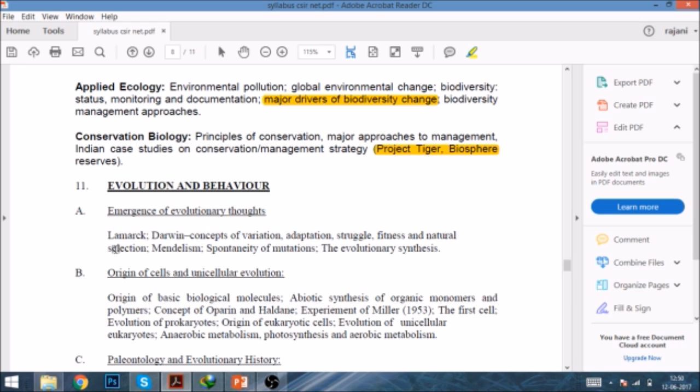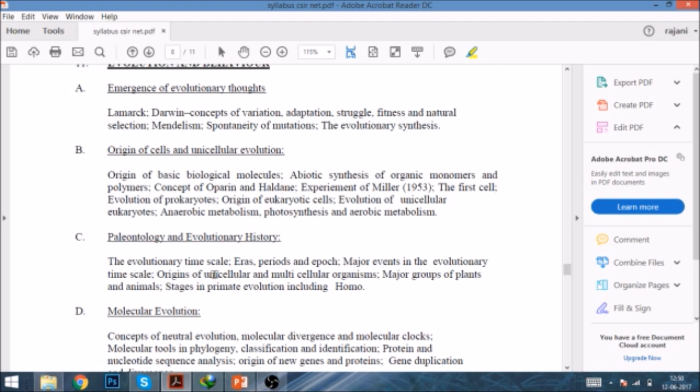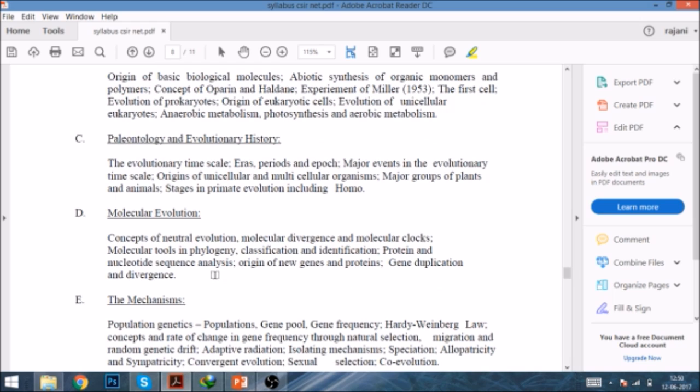Evolution is also a very scoring unit. Just go through all these topics, just once glance over them, like Oparin and Haldane, the concept of Oparin and Haldane, Darwin's concept of variations, first cell, evolution of eukaryotes. These are also interesting, and if you go through the chapters once, this will easily stay in your mind. And the molecular evolution, the concept of neutral evolution, and the molecular clocks. These are the important topics. Gene duplication and divergence, these are the important topics.